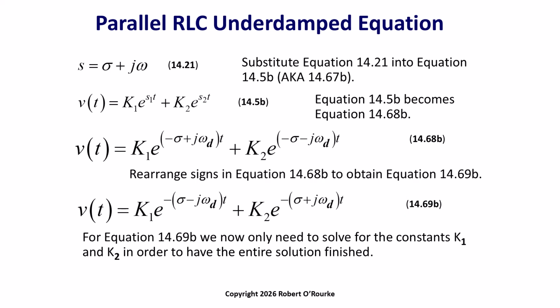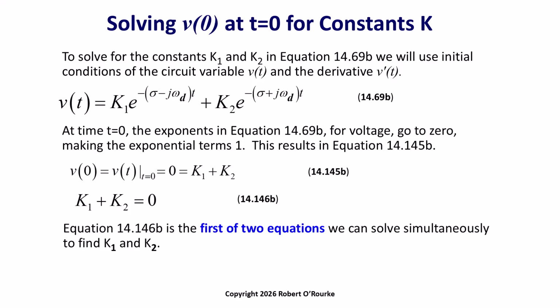We're halfway there. We now know all the information we need for the exponents in terms of our circuit parameters R, L, and C. Now we just need to solve for the constants K. To solve for the constants K1 and K2 for equation 14.69b, we will use the initial conditions of the circuit variable, the voltage, and the initial conditions for the derivative v prime of t of the circuit variable.